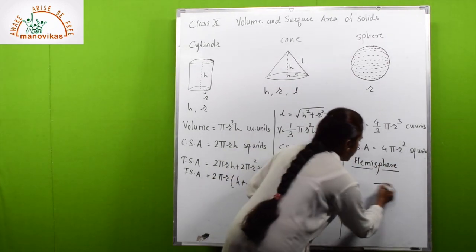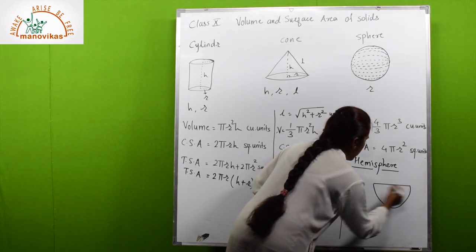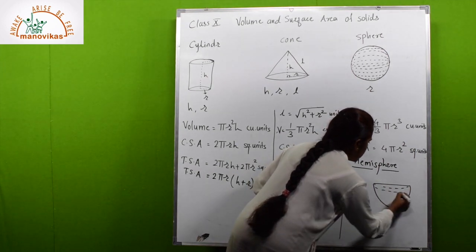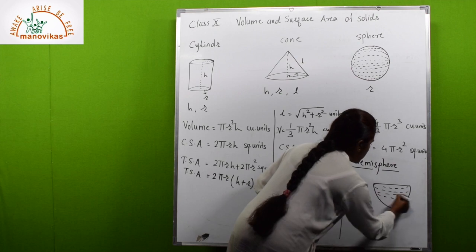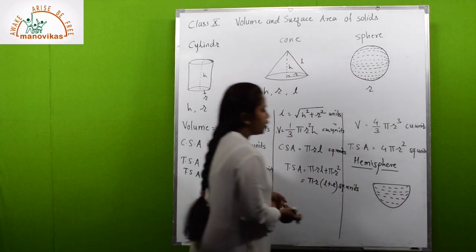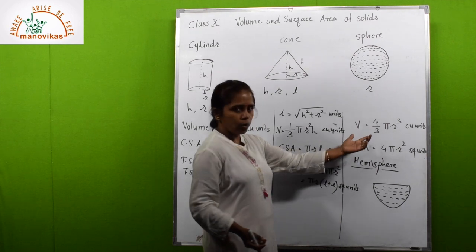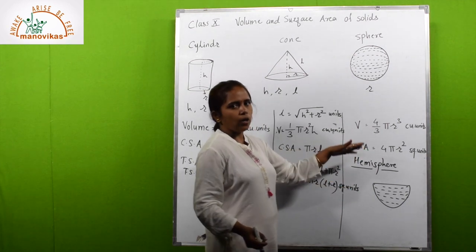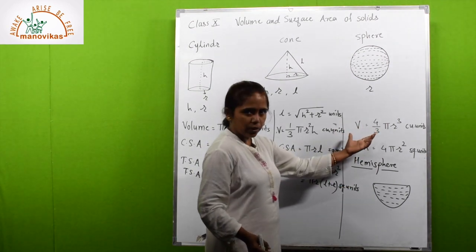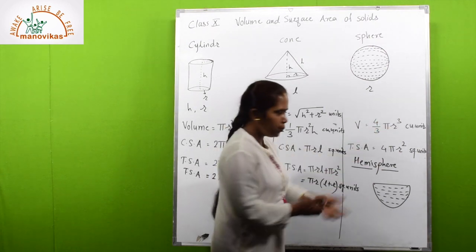Hemisphere, this plane and then this part. This is a half of the sphere, we can say. Then what will be the volume? Volume of the hemisphere will be half of the volume of the sphere, that is 2/3 pi r cube.